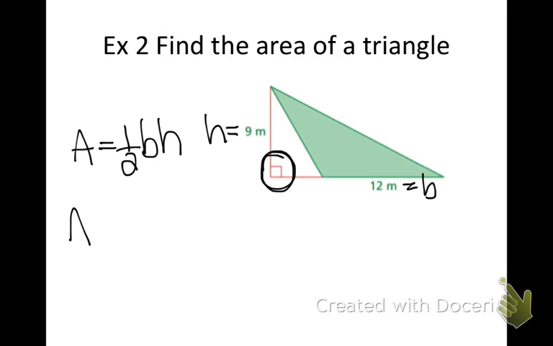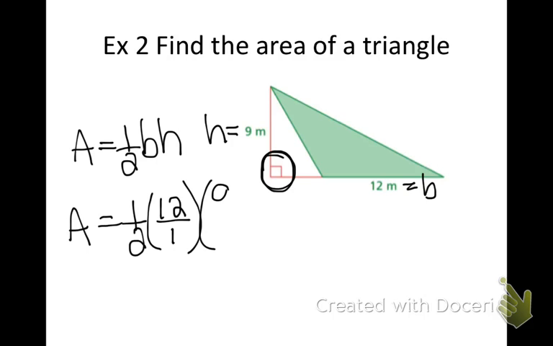Now I just plug in my numbers. Area equals 1/2 base. And again, if it helps keep perspective, you can put the 1 on the bottom to keep it in the right spot. And my height is 9. Now I can cross cancel to make the math easier. 12 divided by 2 is 6. I only do that once. I've used up my 2. I can't use it again.